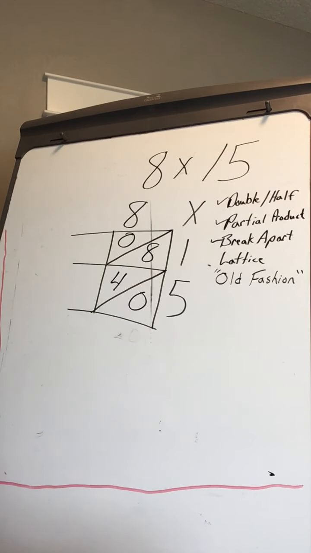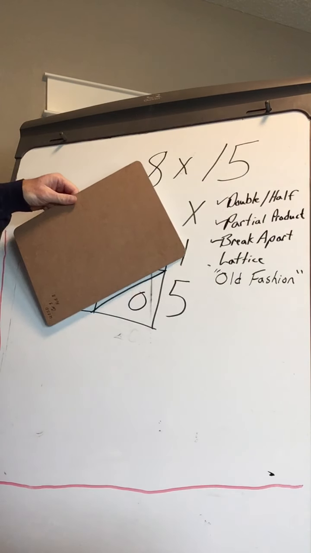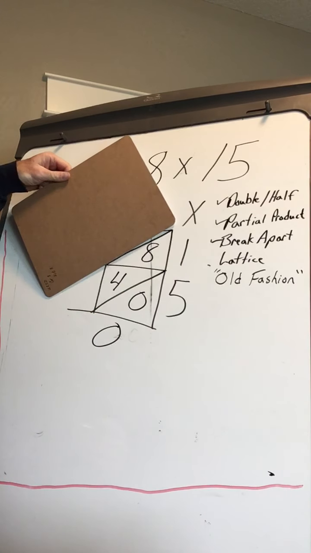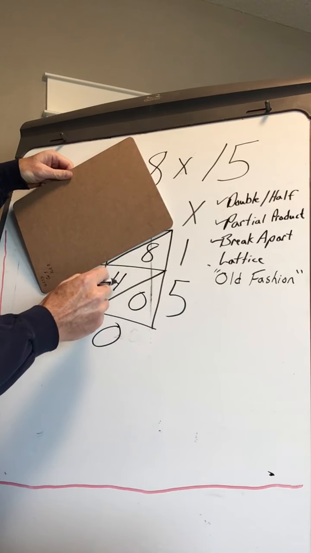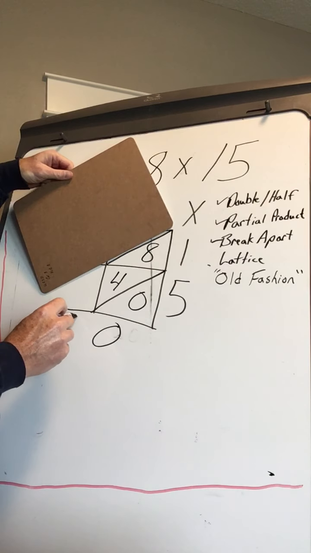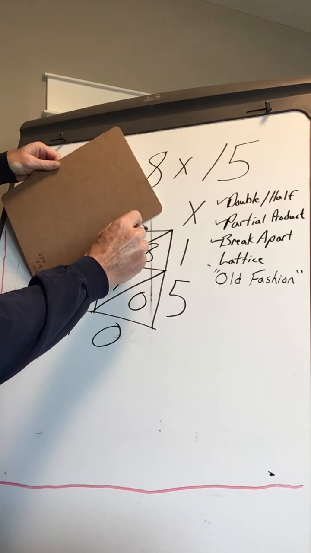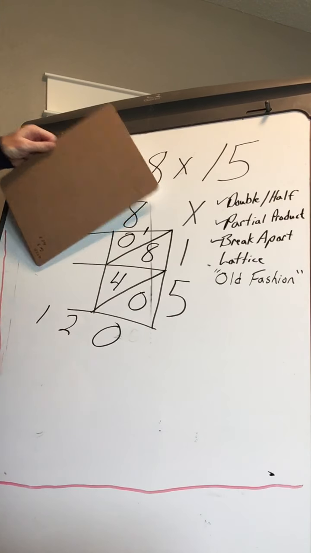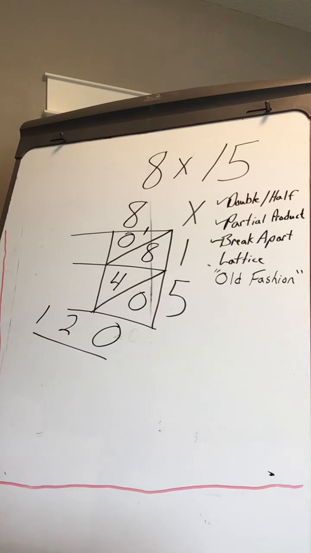And then probably the most difficult thing with lattice is adding the diagonals. So this diagonal I have a 0. These diagonals I have an 8 and a 4, which is 12, and I carry the 1. This diagonal I have 1 plus 0. So my product becomes 120. Lattice is fun.